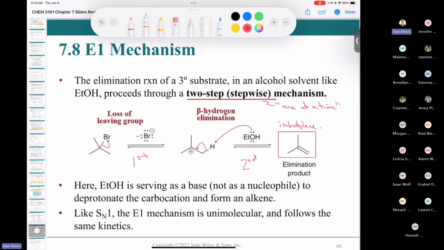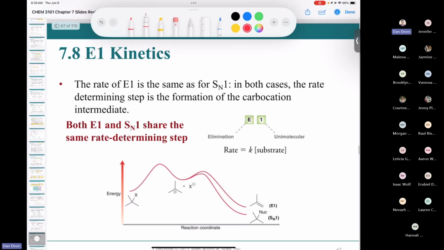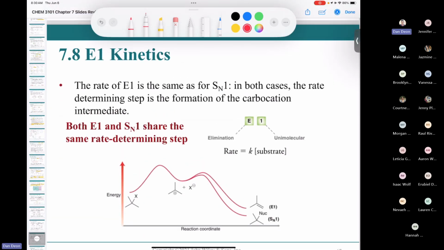But anyhow, this E1 reaction follows the exact same rate law. It's a first order reaction, so the rate is equal to k multiplied by the concentration of your alkyl halide. That is all, first order reaction. Now, it says here that the rate of the E1 reaction is the same as for the SN1. They both have the same rate law, so the same rate. The rate determining step is the formation of the carbocation intermediate for both of them.